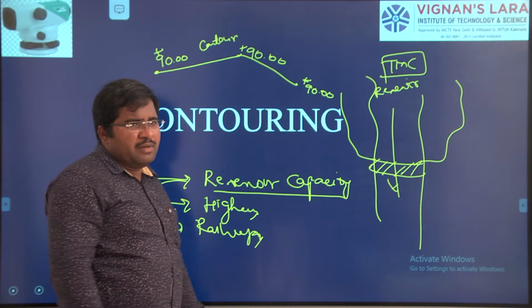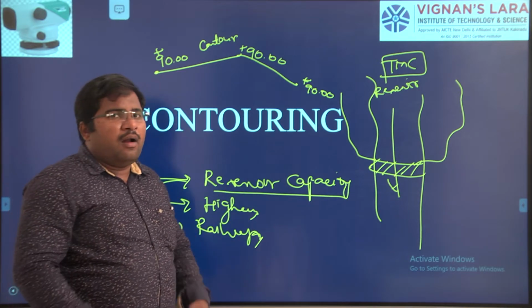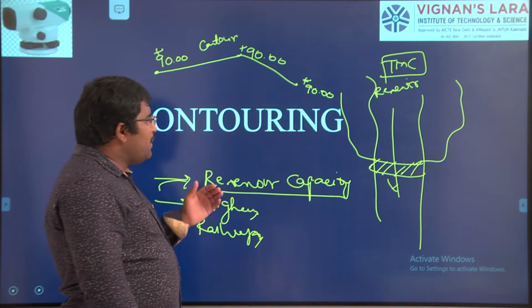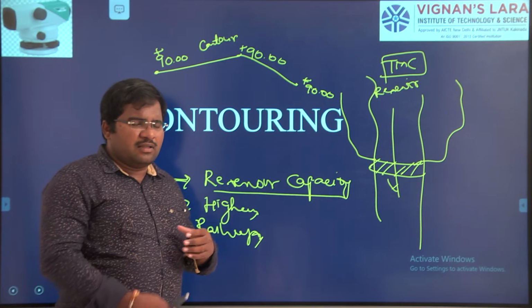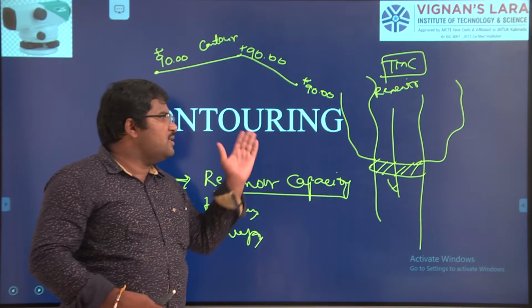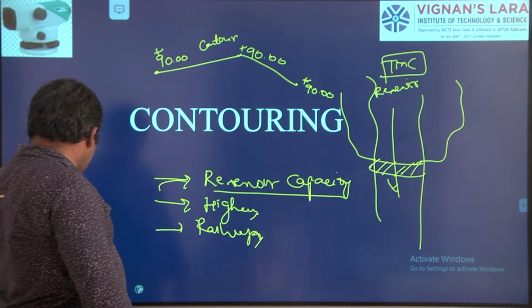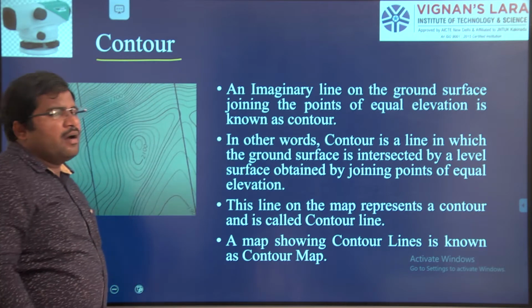Let us see one by one what is meant by contour, what is called contouring, what the different properties of contours are, and what the different methods to draw contours are. Those are the topics under contouring. So let us start with the first definition. The first thing is the contour. What is meant by contour?